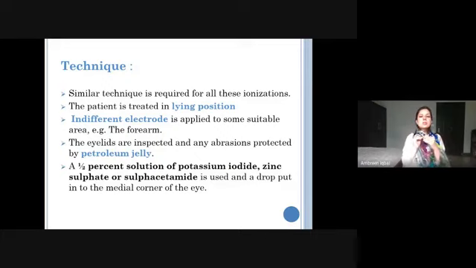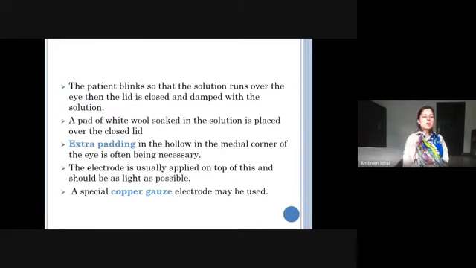The patient is treated in a lying position and the indifferent electrode is placed on some convenient area like the forearm. The eyelids are inspected and any abrasions are protected with petroleum jelly. A 0.5% solution of potassium iodide, zinc sulfate, or sulfacetamide is used, and a drop is put on the medial corner of the eye. Then the patient is asked to blink the eye, so the solution runs over the eye and the eyelid is then closed and dampened with the solution.